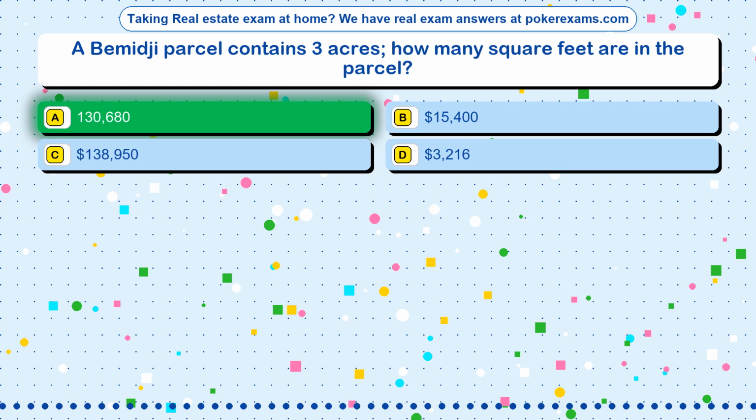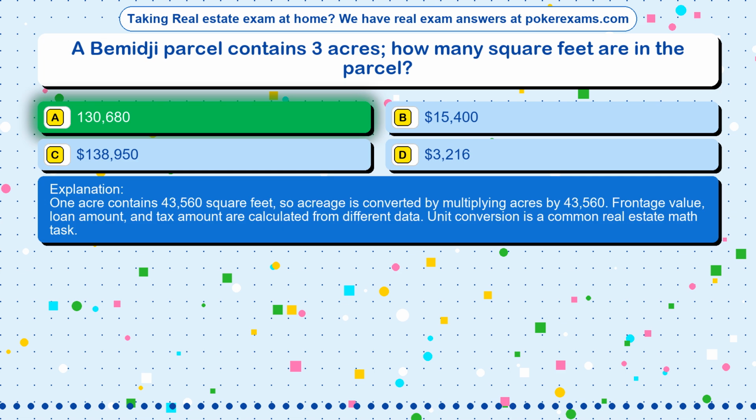The correct answer is option A, 130,680. 1 acre contains 43,560 square feet, so acreage is converted by multiplying acres by 43,560. Frontage value, loan amount, and tax amount are calculated from different data. Unit conversion is a common real estate math task.